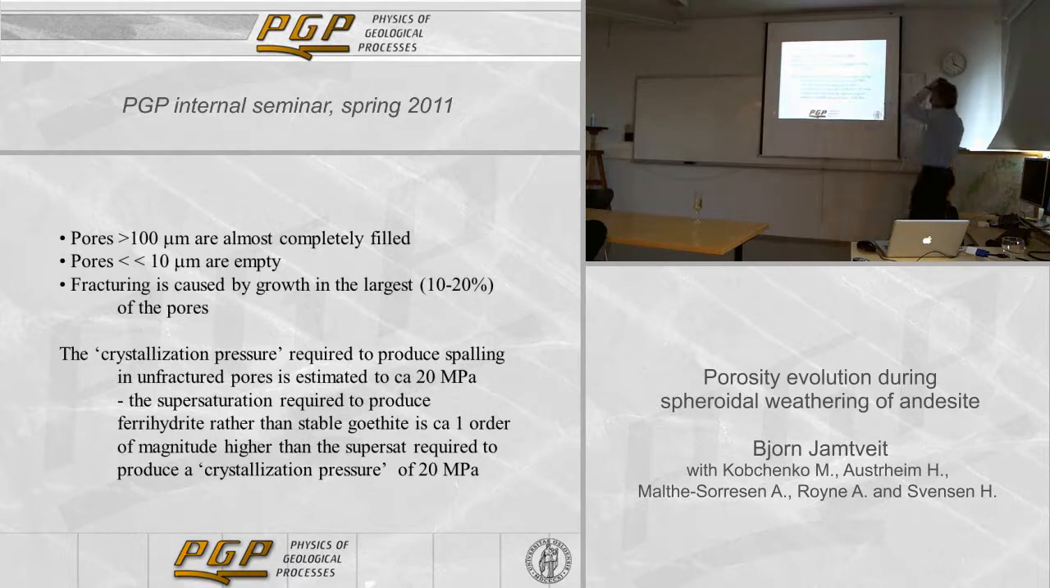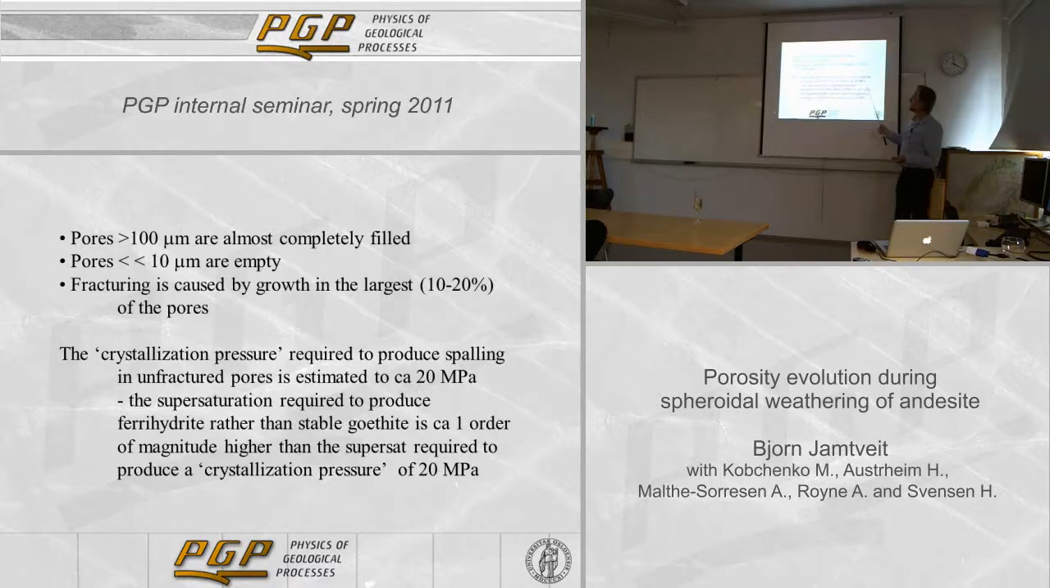So, to conclude, pores bigger than on the order of 100 microns are almost completely filled during the weathering process. Pores less than 10 microns are almost completely empty, and the nanoscale pores are absolutely empty, it seems. So if fracturing is driven by the weathering, and the weathering products grow in the pores, that means that fracturing is caused by growth in the largest portion of the pores. Then you can calculate the crystallization pressure required to produce spalling, and you can estimate this to something like 20 megapascal.